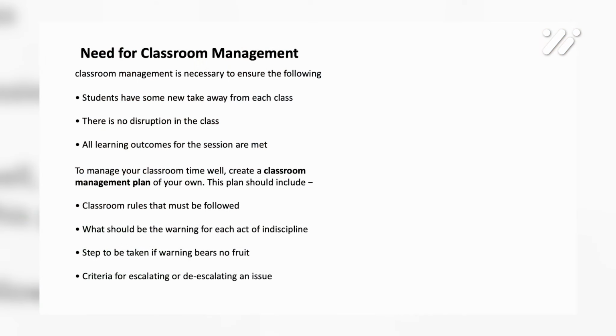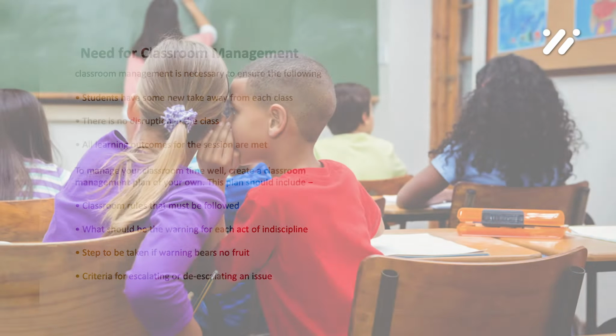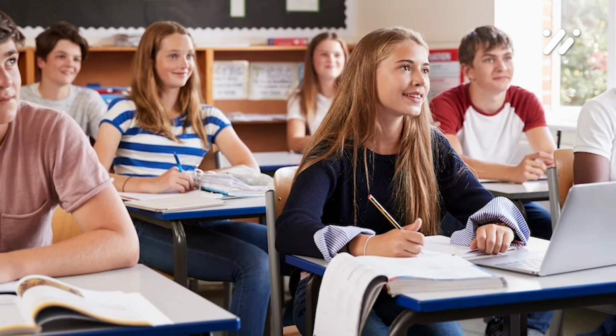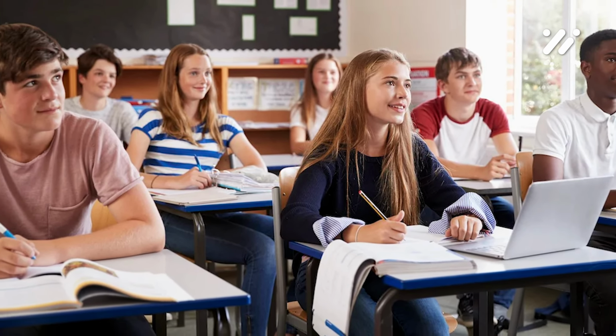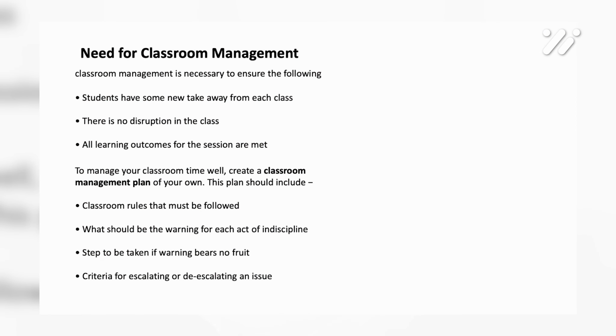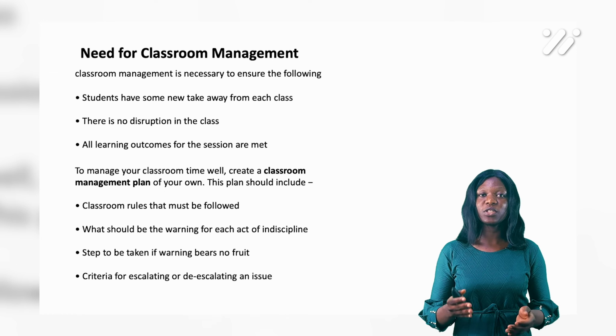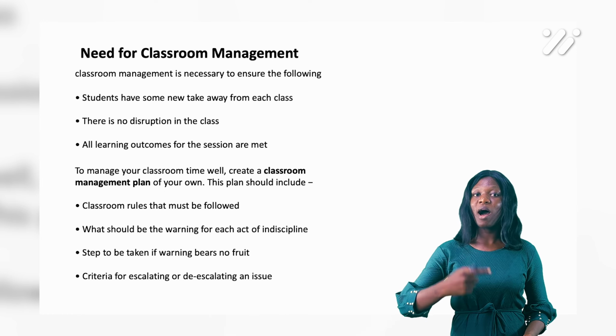Another thing necessary for classroom management is that there is no disruption in the class. For a class to be successfully managed, you will notice that the students are not disrupting the instructor, and they are paying full attention. Another reason we need classroom management is that all learning outcomes of the students are to be met. When you set the objectives in class, this is why I am taking this class, this is why my instructor is in class, the reason for classroom management is that all these are met.